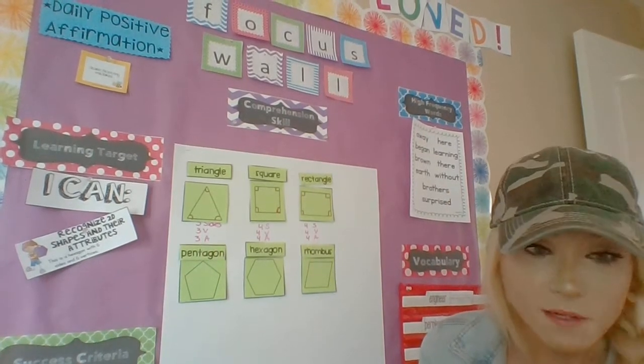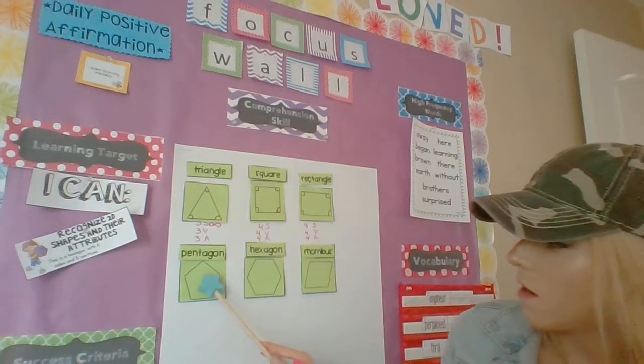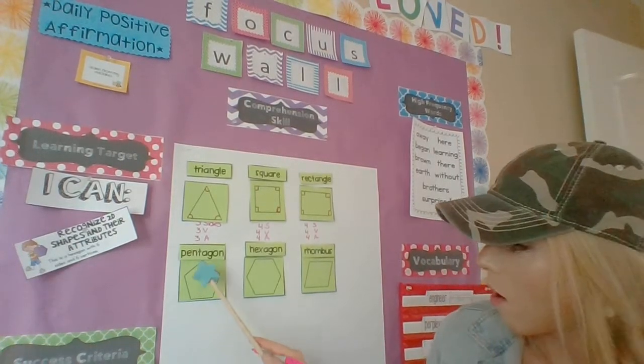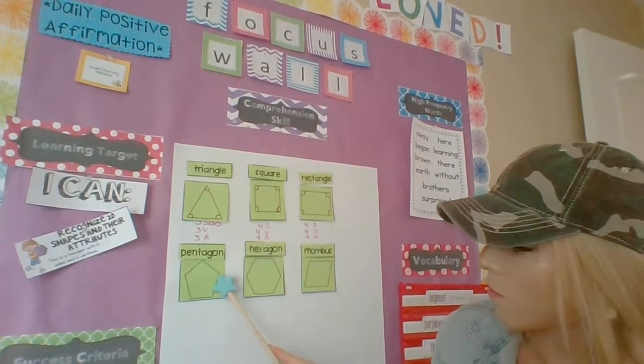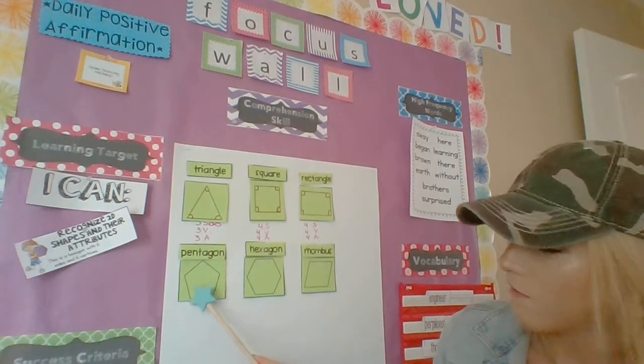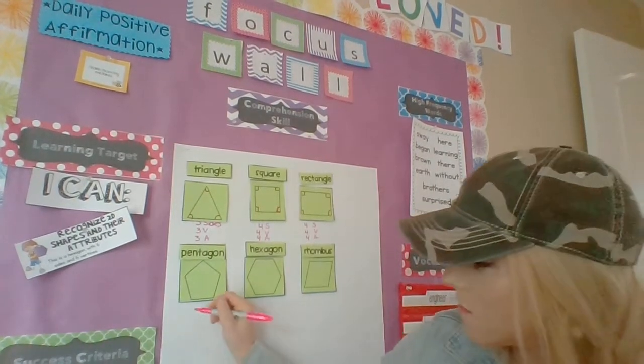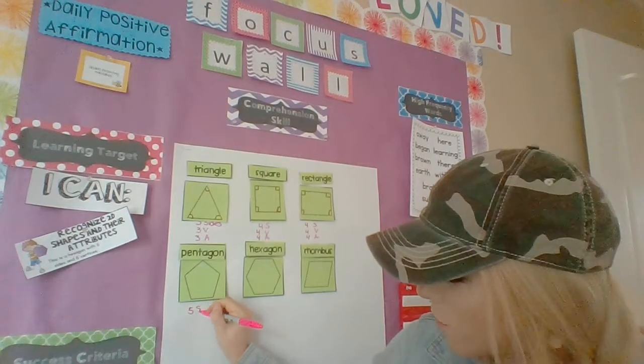Everybody say pentagon. Good, let's count the sides. Ready? Begin. 1, 2, 3, 4, and 5. So there's 5 sides. We're going to do 5 S for short.